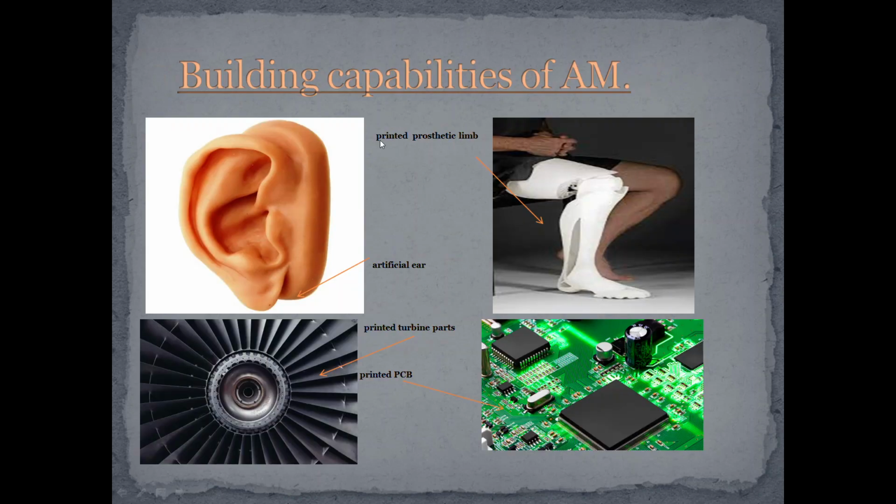Now I will discuss some building capabilities of additive manufacturing. You can see here, this is an artificial ear created by the additive manufacturing or 3D printing process. And you can see here, these are printed legs, also printed by the 3D printing process. And this is a printed turbine. You can see here, this is a very complex shape of turbine blades. It can be manufactured by the additive manufacturing process. And this is a printed PCB, you can see here.